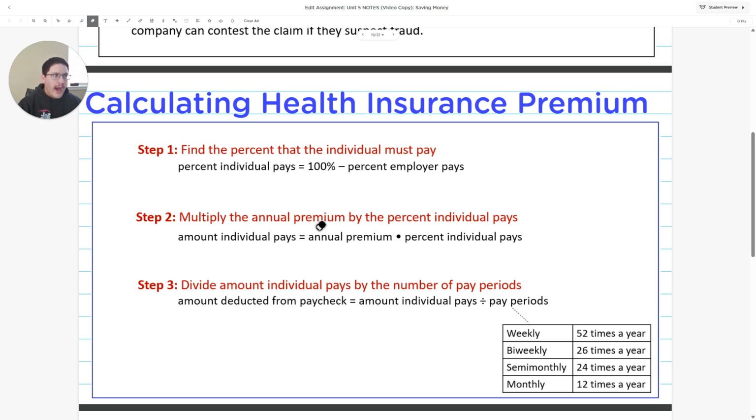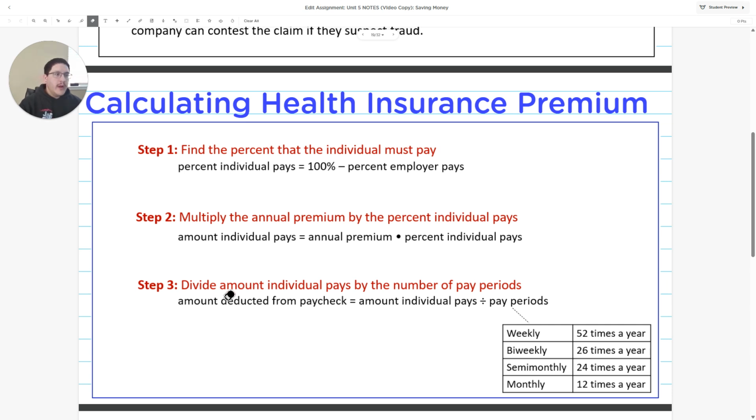insurance. Now, the reason why you want to get your health insurance through your job, through your employer, is because your employer pays a percentage of that health insurance. Otherwise, you would be paying full price for the health insurance. So one of the benefits of getting a job and getting health insurance through your employer is that they pay a part of your health insurance. So we're going to calculate what percent you, the individual, has to pay after your employer pays a certain amount.